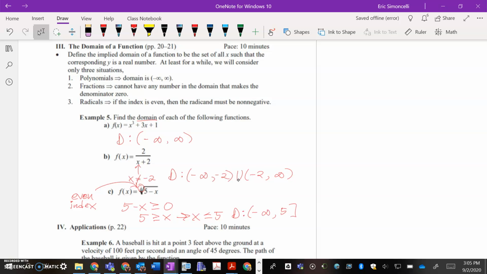Remember, we use a parenthesis if it is not a solution, and we use a bracket if it does work, a parenthesis if it doesn't work.